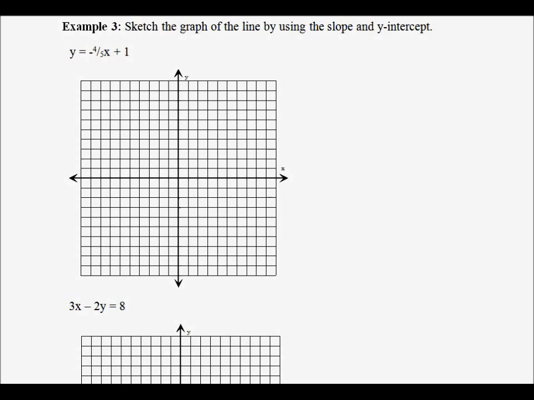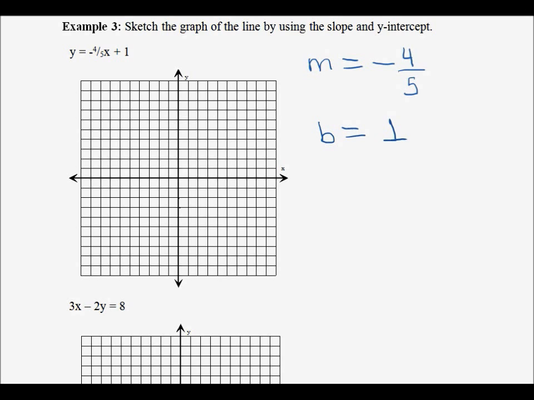Okay, in example 3, we're going to sketch the graph of the line by using the slope-intercept. This time for the first one, we have y equals -4/5 x plus 1. Now for this example 3, we have 4 problems that we're going to do. We're going to try 2 together, and you're going to try 2 on your own. Well, first thing that we have to do is to make sure the equation is in slope-intercept form, and it is. So we can identify our slope. Our slope in this case is a negative 4 over 5. And the y-intercept is a positive 1.